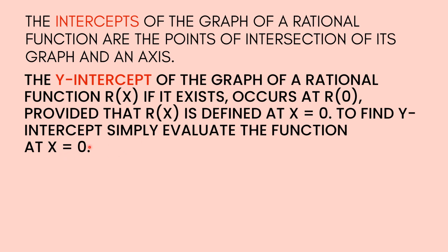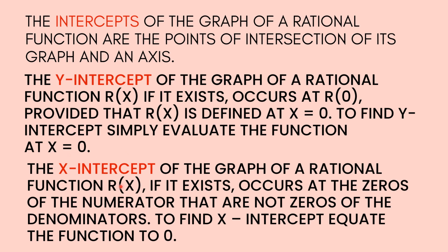So, ang gagawin lang kapag kayo po ay hahanap ng y-intercept, set x be equal to 0. Next, the x-intercept. The x-intercept of the graph of a rational function, r of x, if it exists, occurs at the zeros of the numerator that are not zeros of the denominator. To find the x-intercept, equate the function to 0. So kung dito sa y-intercept, you let x be equal to 0. Dito sa x-intercept, you let y or the f of x be equal to 0.